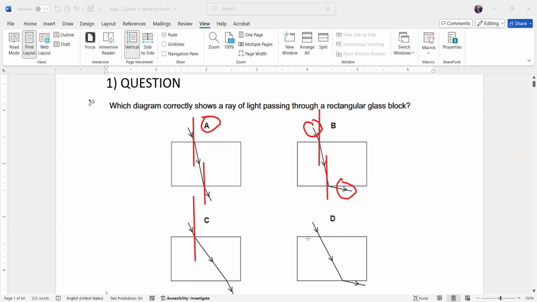When we check option D, in option D, this light is not at all changing the speed. As you can see, it does not change the direction. It's not passing along the normal. If it's not passing along the normal, then it should change the direction. But it's not changing direction, so it cannot be D. So the correct answer for the first question was A.